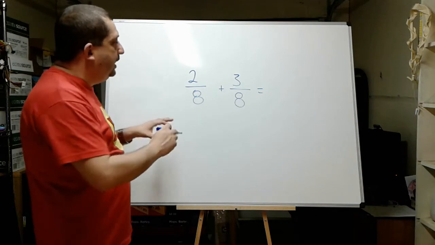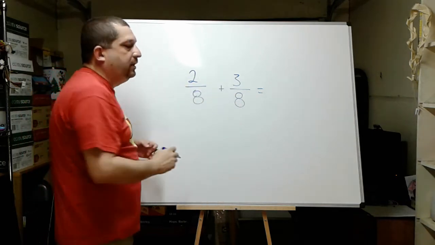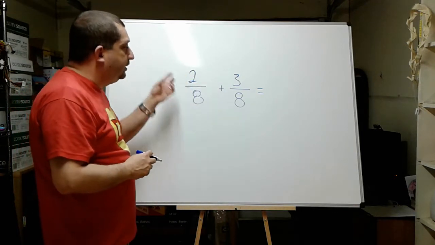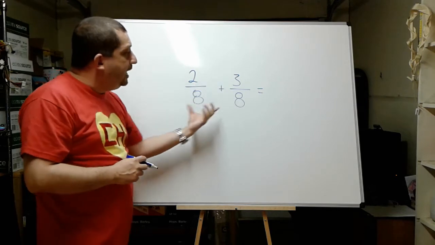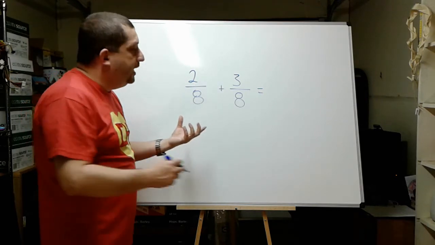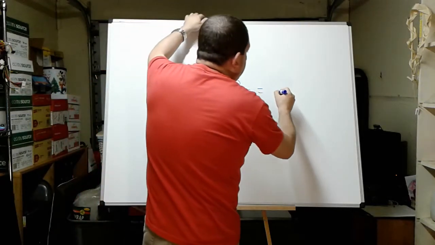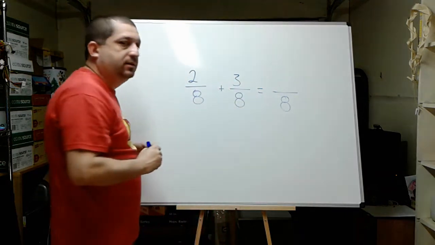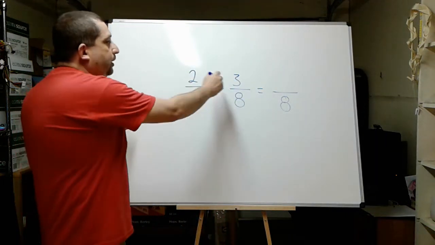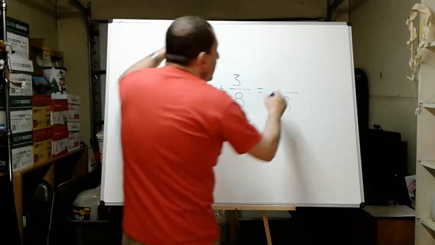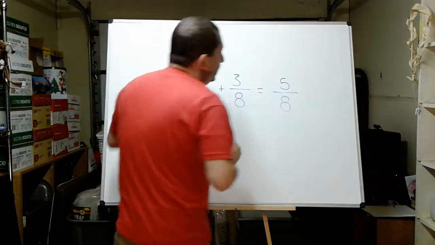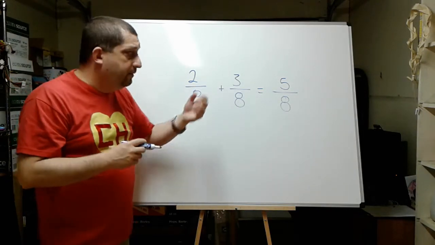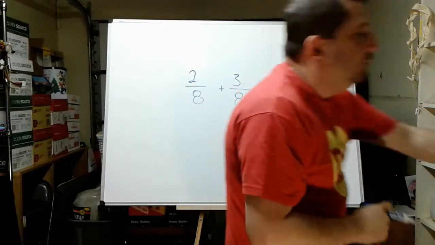So for example, right here, I have 2 over 8 plus 3 over 8. This is very easy. Whenever we have two fractions which have the same denominator, all we have to do is write the denominator over. For example, like so. Like this. Now all I have to do is add 2 plus 3. And 2 plus 3 is equal to 5. And this 5 over 8 will be my answer. Very simple.